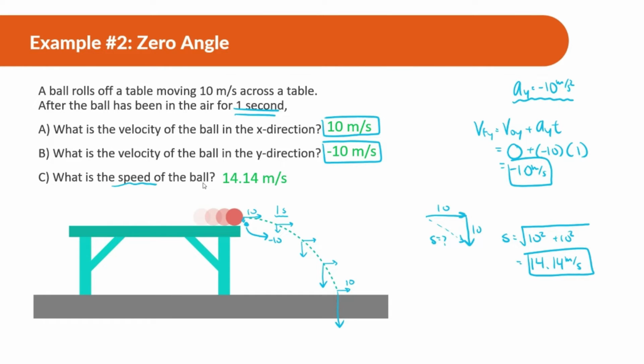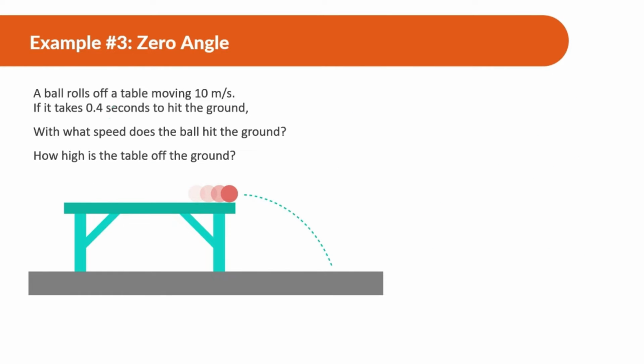Okay, great. Let's look at this example. A ball rolls off a table moving 10 meters per second. If it takes 0.4 seconds to hit the ground, with what speed does the ball hit the ground? How high is the table off the ground? Okay, so this ball here is going to be rolling off the table at 10 meters per second.